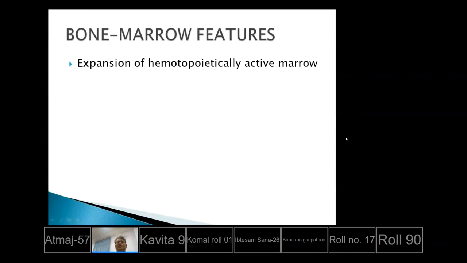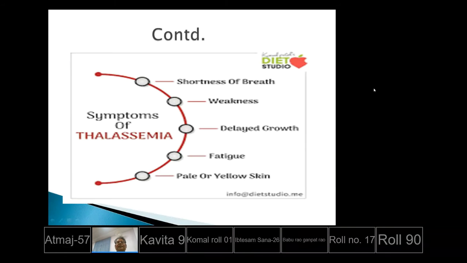Bone marrow features: there is expansion of hematopoietically active marrow. Signs and symptoms of thalassemia. These are the main symptoms. There is shortness of breath, which is due to anemia. Weakness, delayed growth, fatigue, pale or yellow skin. These are the main symptoms.